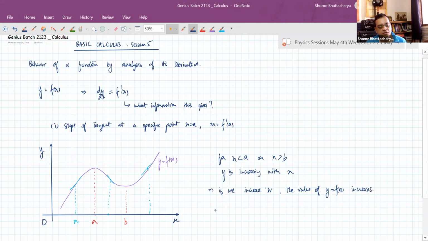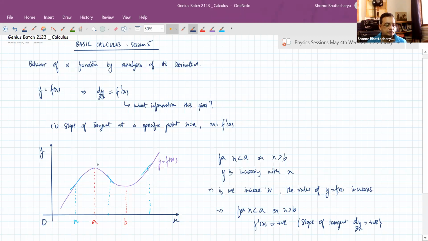So when this happens, it also implies that for the same interval, x less than a or x greater than b, f prime x, or the derivative, is a positive quantity. That is, in other words, the slope of tangent will be a positive quantity at any point where the function is increasing. So that is one important piece of information we get.